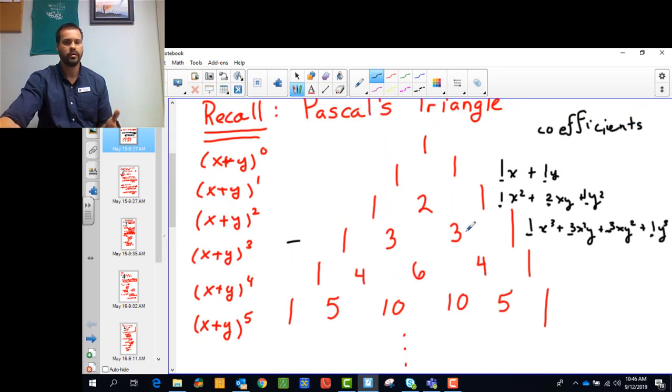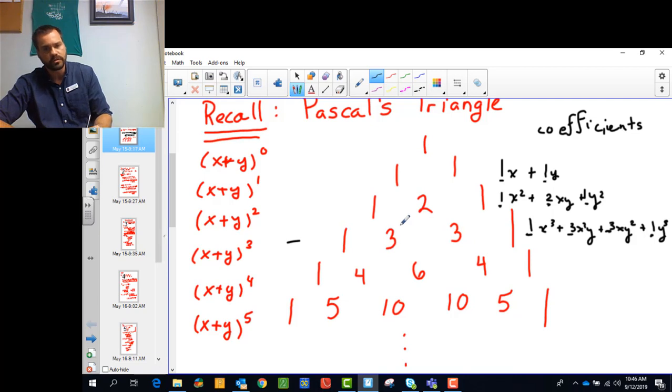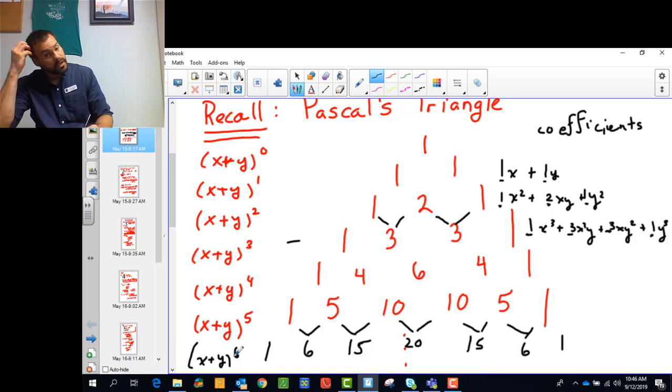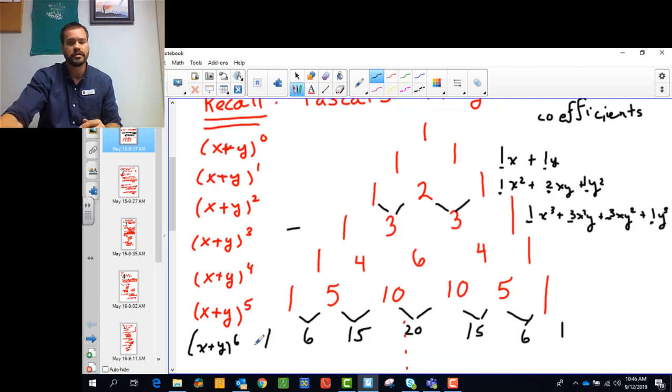Okay, now you might be wondering, well, where did this come from, or how does this work? And essentially what Pascal's triangle does is it takes the next term from the previous two, you add them together. So it always starts with 1, but then you add these two terms to get this one. So that's 6, and then you add 10 and 5 to get 15, then you add 10 and 10 to get 20, then you add 10 and 5 to get 15, then you add 5 and 1 to get 6, and then finally you get 1. All right, so this would be the next row, which would be x plus y to the 6th power. So that is how you use Pascal's triangle to do binomial expansion.